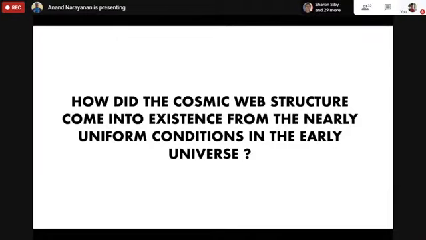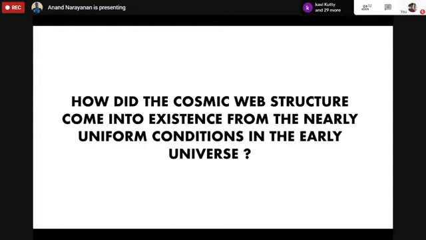And there are some ideas on how this large-scale structure would have come about, but I will confine myself to observational ideas, ideas that are seeded by observations. I won't go too much into theoretical ideas which are still being tested using observations.